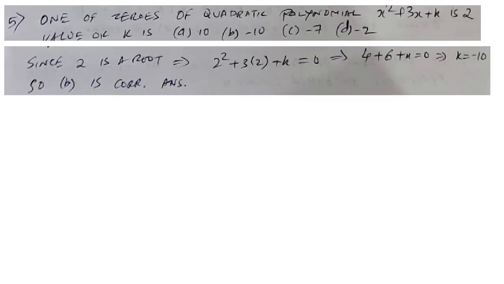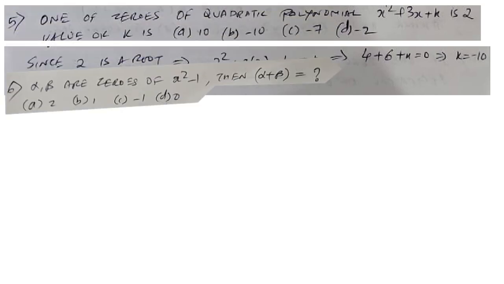Since 2 is a root, you substitute it in the quadratic polynomial, you will get 0, which means 2 squared plus 3 into 2 plus k is equal to 0, which implies 2 squared is 4, 3 into 2 is 6, plus k is equal to 0, which implies k is equal to minus 10. So B is the correct answer.